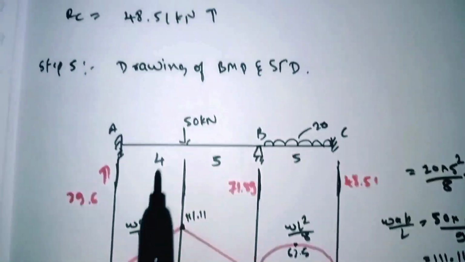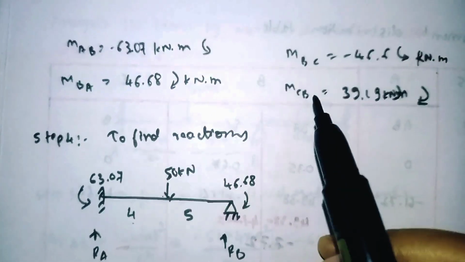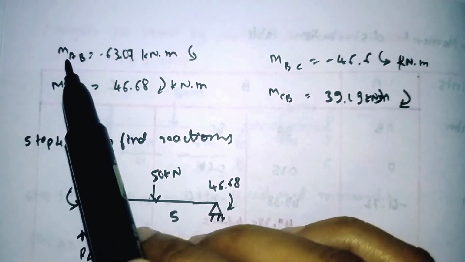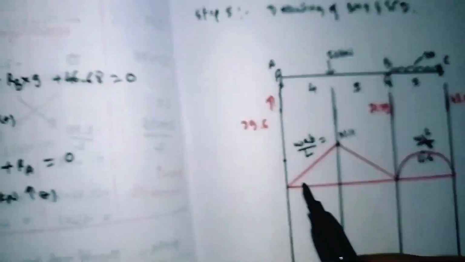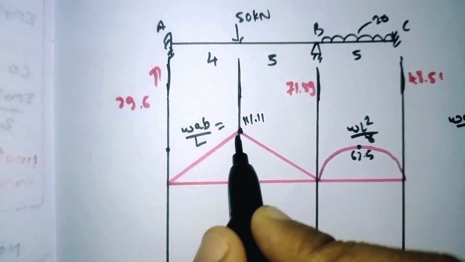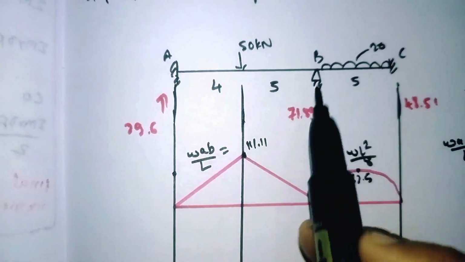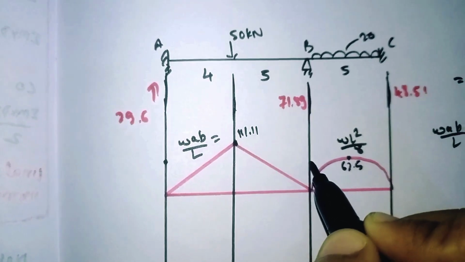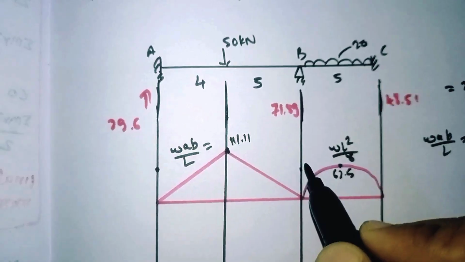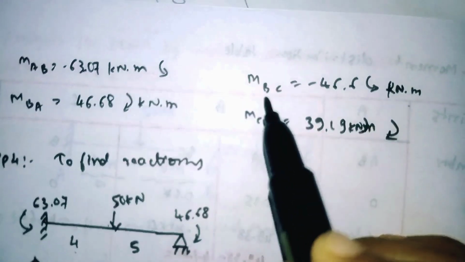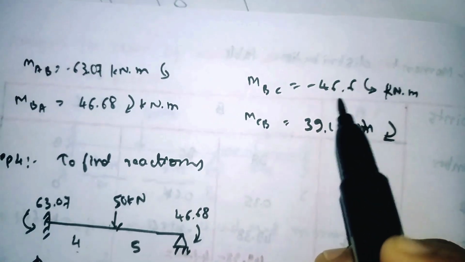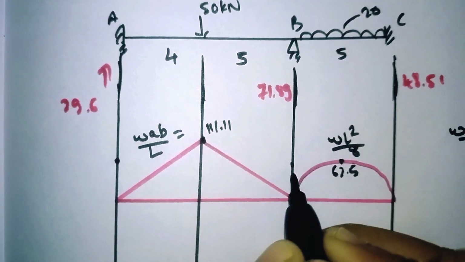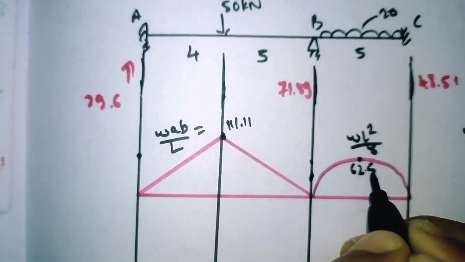For that we need the moments MAB, MBA, MBC and MCB. By using these values, we'll draw the net bending moment diagram. So MAB value is minus 63.07. Minus 63.07 means it comes below this point, it comes here. And our values of MBA and MBC will overlap at a single point, because MBA is 46.68 and MBC is minus 46.68. Both will overlap. It will come below this point, and that is 62.5.